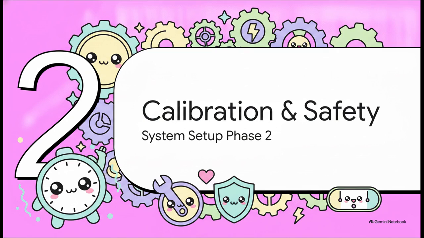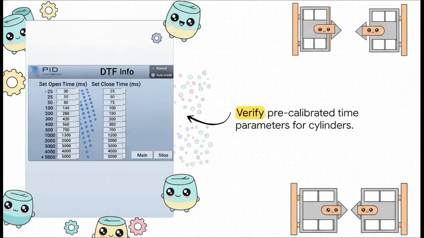Moving right along to Section 2, Calibration and Safety Rules. I want you to look at the sheer precision required here. On the DTF info screen, the set open time and set close time are measured in pure milliseconds. These tiny numbers dictate the exact split second the hydraulic cylinders drive those heavy gates. So before you even think about activating autopilot, it is absolutely essential to verify these parameters. But notice I said verify, not adjust.